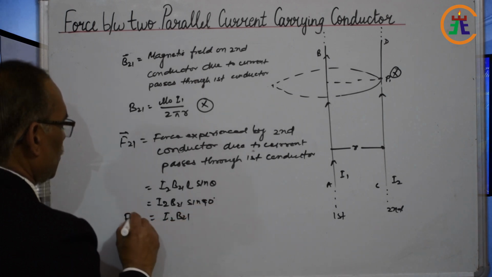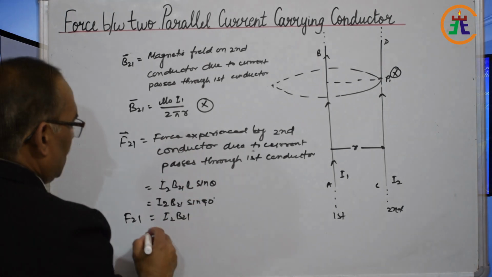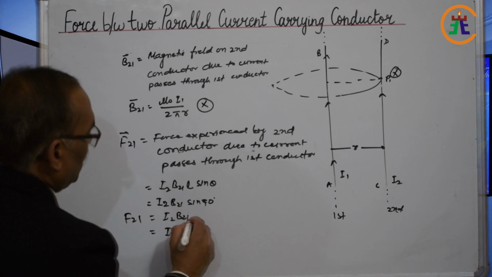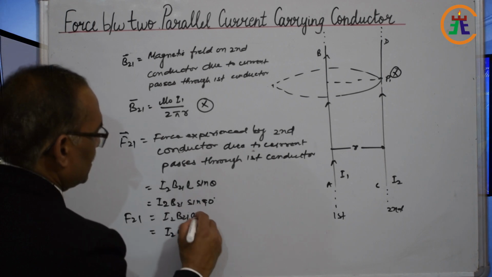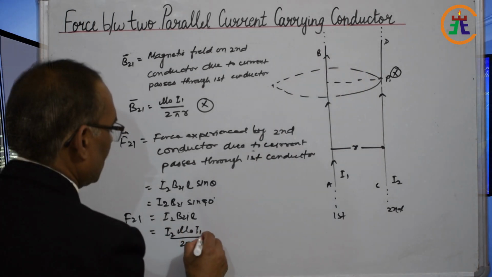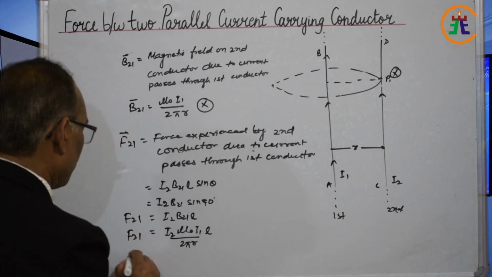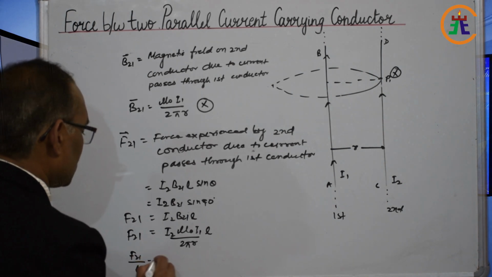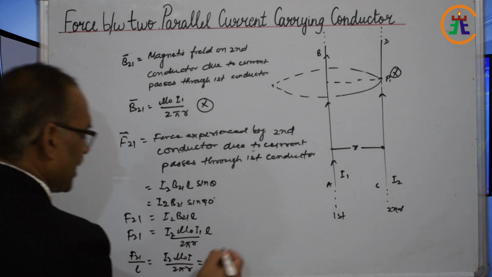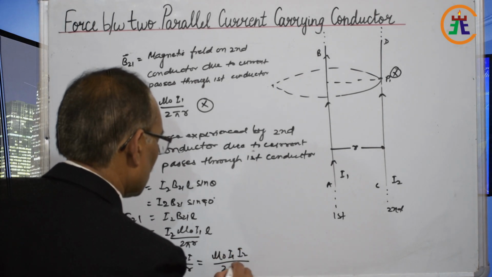I2 B21. This is the force experienced by the second conductor, and putting the value of B21, F21 is equal to I2 B21 L, where L is the length of the second conductor. So F21 = I2 mu naught I1 L upon 2 pi R, the force experienced by the second conductor, and force per unit length F21 by L is equal to I2 mu naught I1 upon 2 pi R, and that can be written in this way also, mu naught I1 I2 upon 2 pi R.